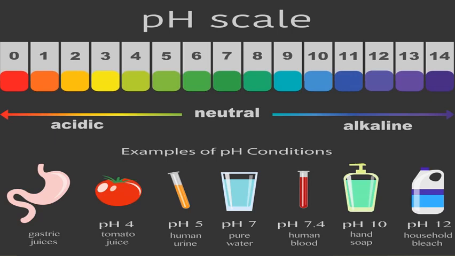The pH value of tomato juice is 4, and the pH value of human urine is 5. Water is 7, the pH value of human blood is 7.4, the pH value of hand soap is 10, and the pH value of house bleach is 12. It could be bleaching powder.